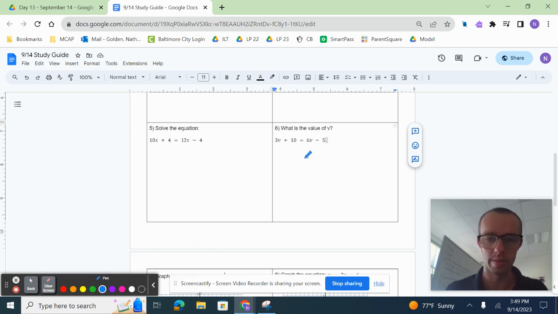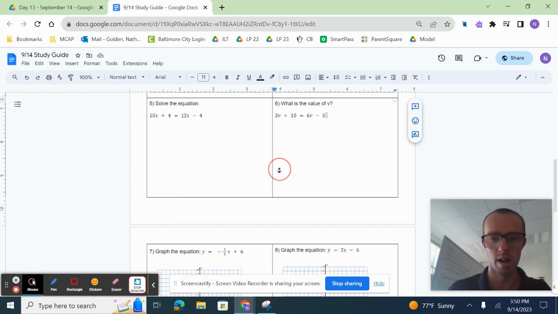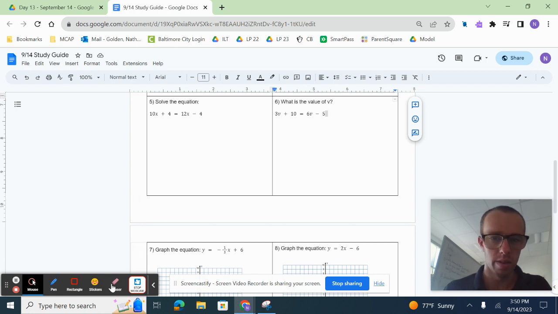All right, let's try this next one. Maybe you would try this one on your own. We have 3v plus 10 equals 6v minus 5.